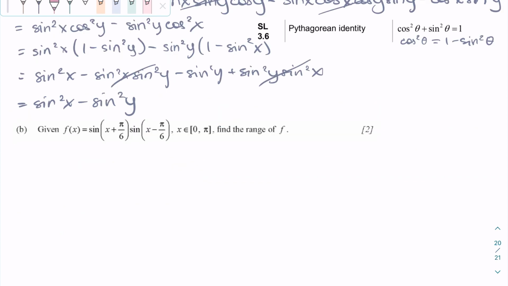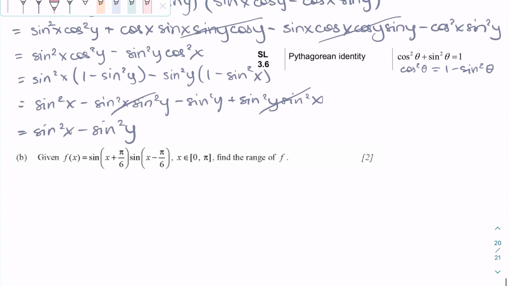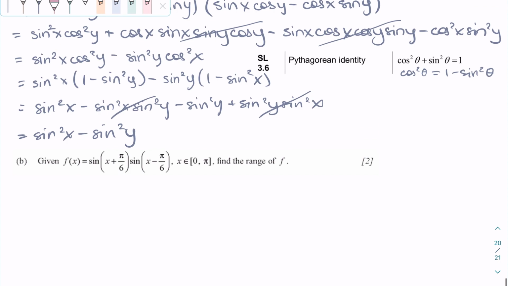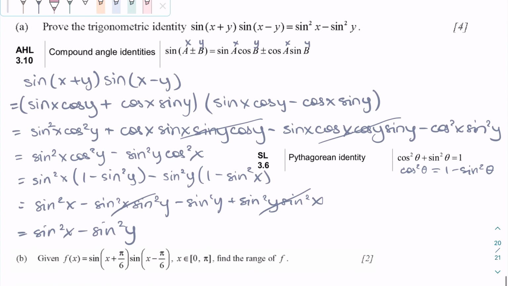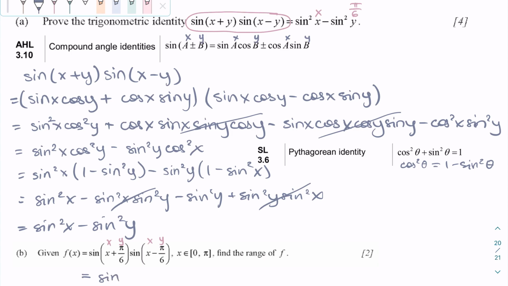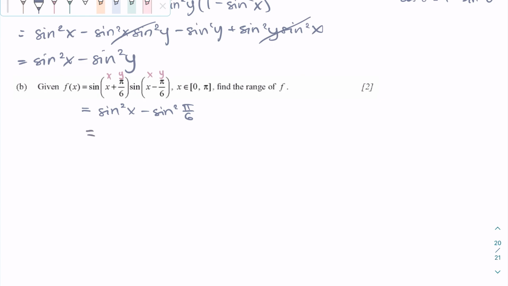Part B gives us a function f of x, which is sine(x + π/6) times sine(x − π/6) over the domain 0 to π, and it asks us to find the range of this function. The first thing we should do is try to find a connection between part B and part A. In this case, we see that part B is written in exactly the same form as the trigonometric identity we proved in part A. This means we can rewrite this function f of x as the identity in part A. So we can rewrite it as sine squared x minus sine squared π/6. Sine squared π/6 has a numerical value, so we write minus (1/2) squared, so minus 1/4.